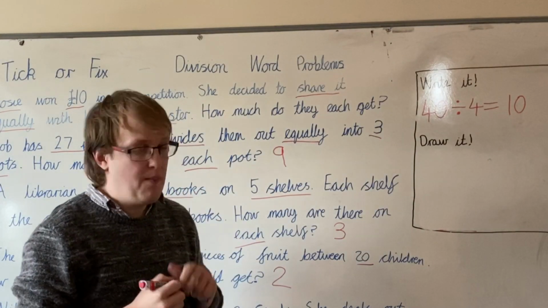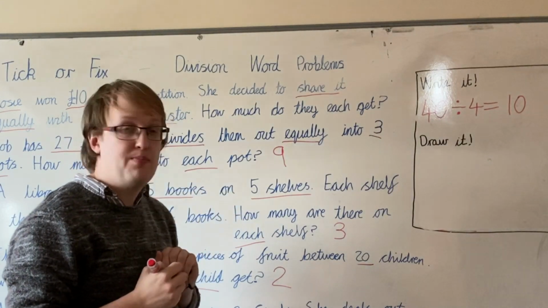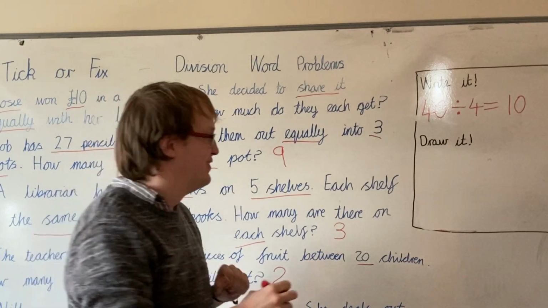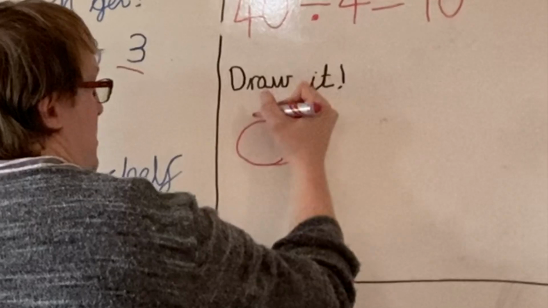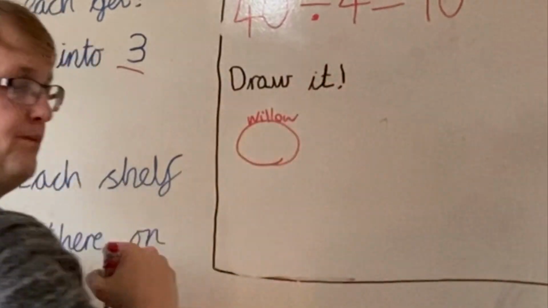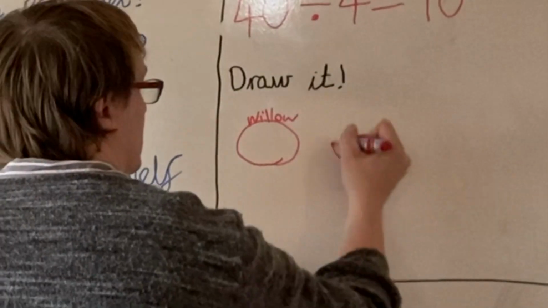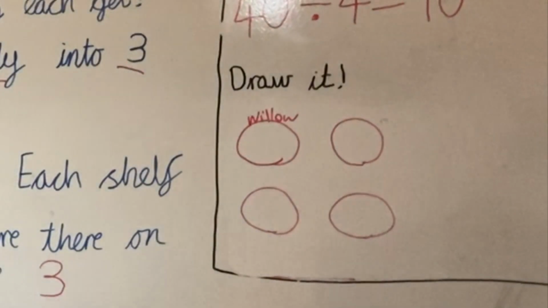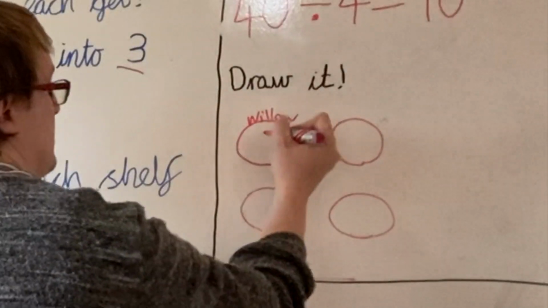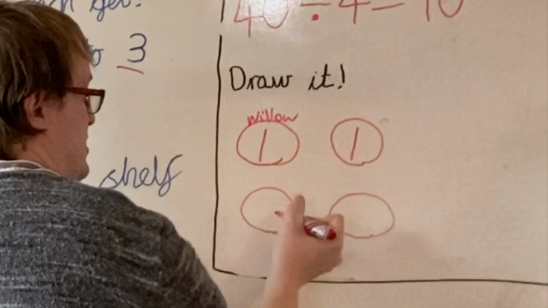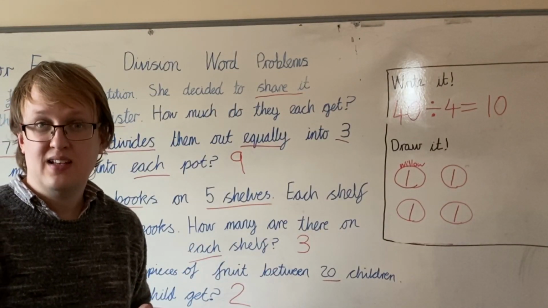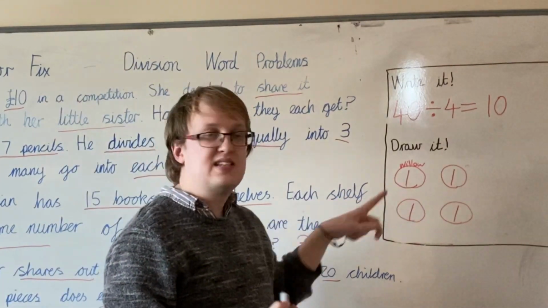I'm going to draw it now. 40 divided by 4. I'm going to draw 4 circles for each of the players. Willow. And now I'm going to draw her 3 friends. Can you see that there are 4 of them? And now I'm sharing out 40. I'm going to do a 10 rod for 10. 10, 20, 30, 40. So each player gets 10, because this is a 10 rod.